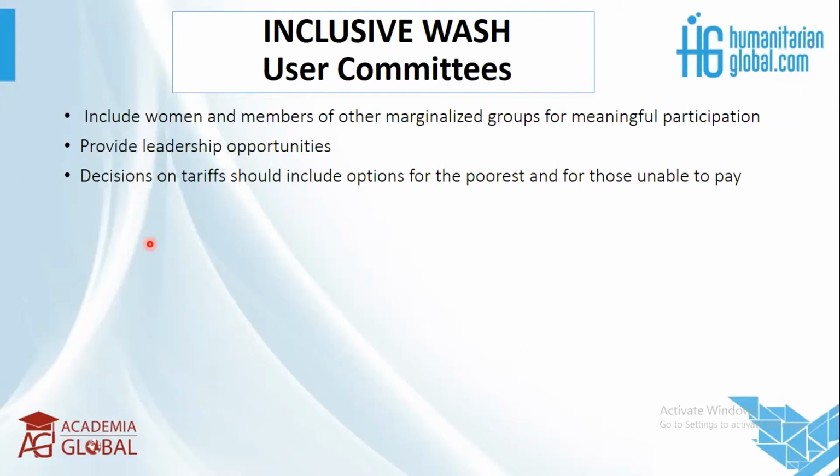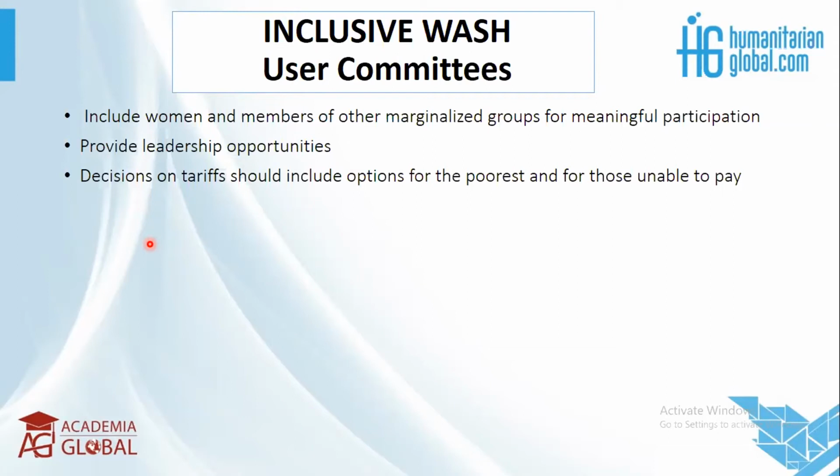So in terms of being part of committees, it's not just about having them as part of the numbers, that we have 13 members in a committee and maybe 8 of them are women, or maybe 3 of them are from the marginalized group, or 2 of them are people with disability. But are we giving them an opportunity to really provide leadership?